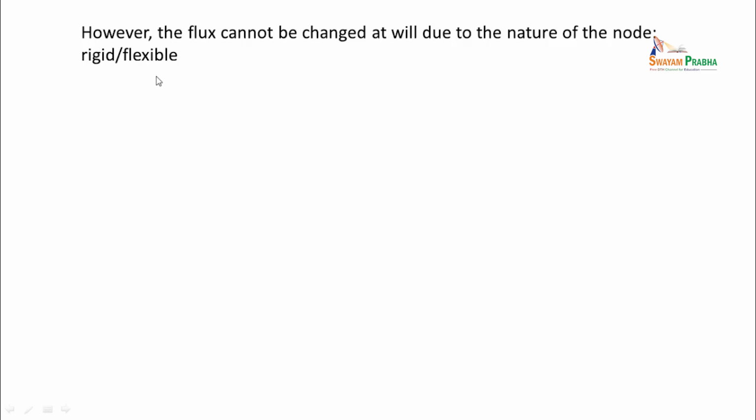This is fine, but the main reason why this is not so easy is that the flux cannot be changed at will due to the nature of the node. Okay, in all nodes, you just cannot say we'll take more carbon through this branch by probably cutting off the enzyme that is responsible for this branch and so on and so forth. It will not happen. Okay, let me very briefly tell you what it is. There are 2 kinds of nodes that are possible. It could be a rigid node or a flexible node.